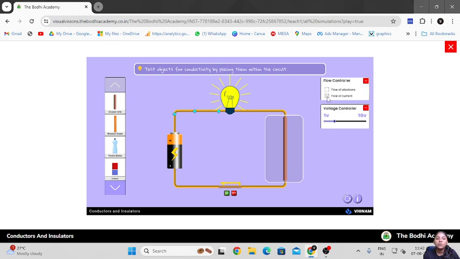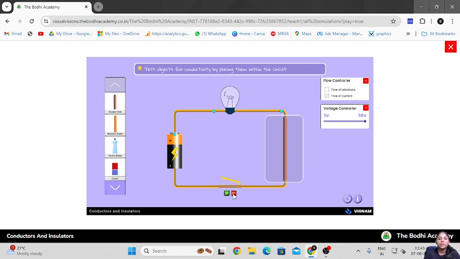Okay, so let us see the flow of current. The circuit is complete in this, and thus the bulb is glowing. So the current is flowing from the positive terminal to the negative terminal of the battery, and the flow of electrons is from the negative terminal to the positive terminal. Okay, the flow of current and the flow of electrons is opposite. Then if I increase the voltage, you can see that the electrons are moving faster and faster. Same with the current.